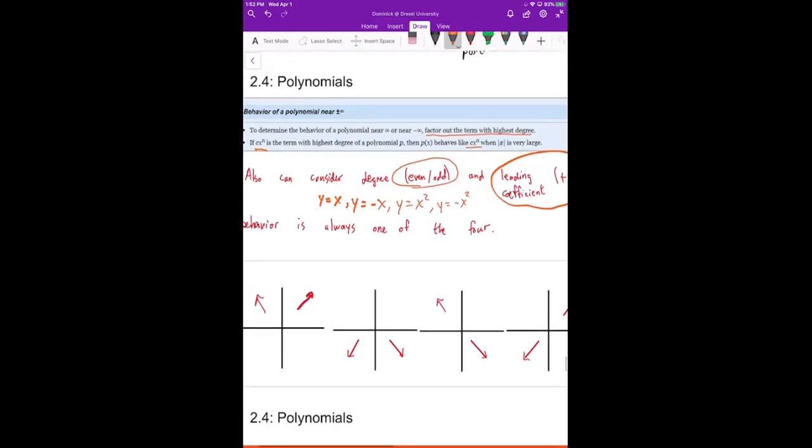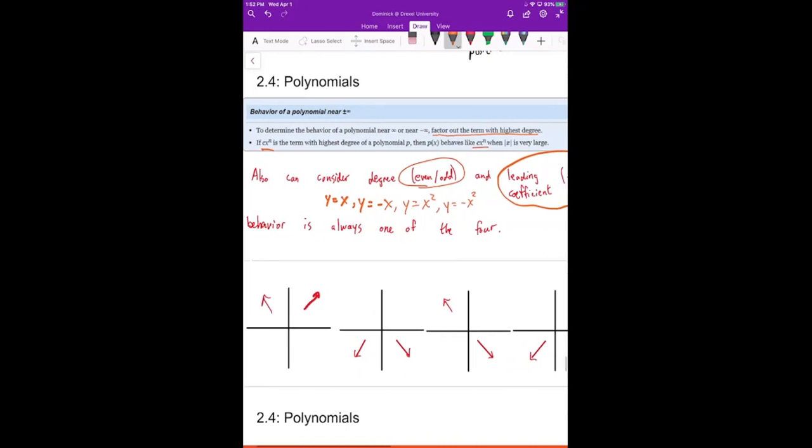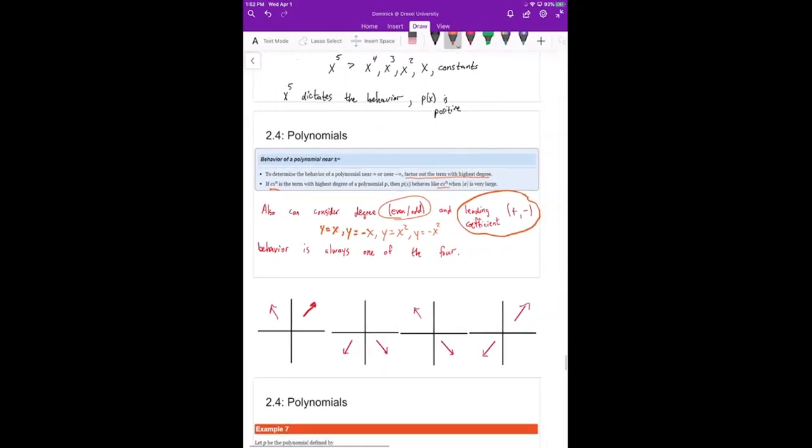And of course, your end behavior is always one of these 4 options, right? As you move to the left, you'll either go up or down. As you move to the right, you'll either go up or down. And that's the idea.